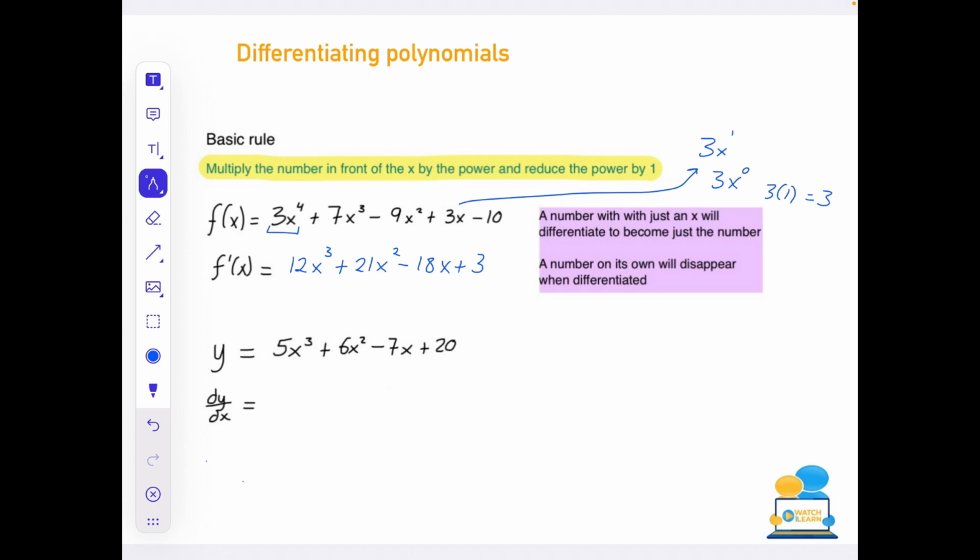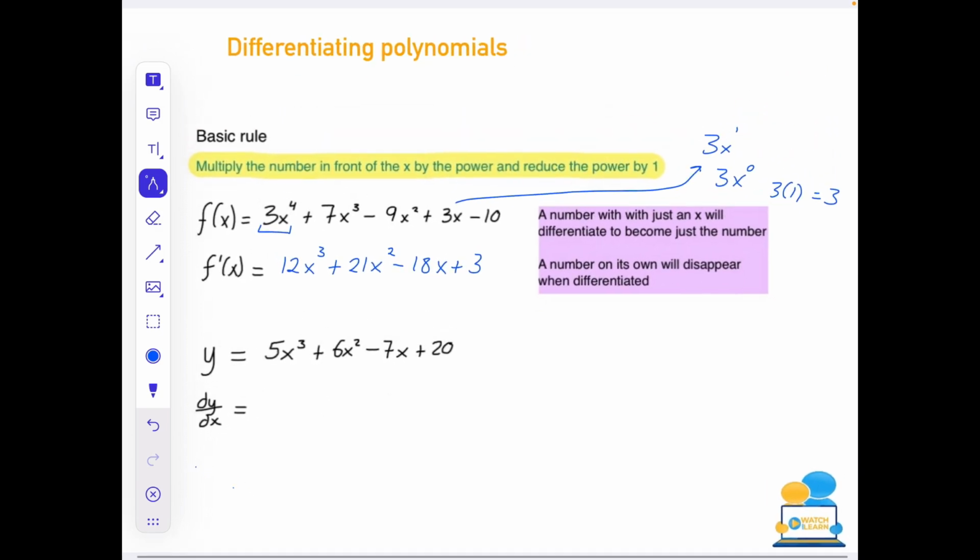Now the next one, they tell us that y is equal to 5x cubed plus 6x squared minus 7x plus 20. This time they used y instead of f of x. We're going to do exactly the same thing. When we differentiate it, we'll just call it dy dx. Exactly the same rules. So I'm going to do the first one and then I'm going to try and let you finish it off. So multiply the power by the number. So 5 multiplied by 3 is going to give me 15x. Reduce the power by 1, it'll be to the power of 2. When you try and finish it off, I'm going to give you a second to try and finish it and then I will fill in the last 2 bits.